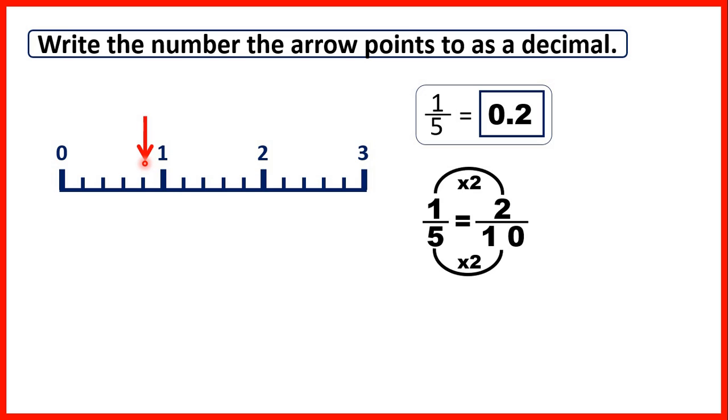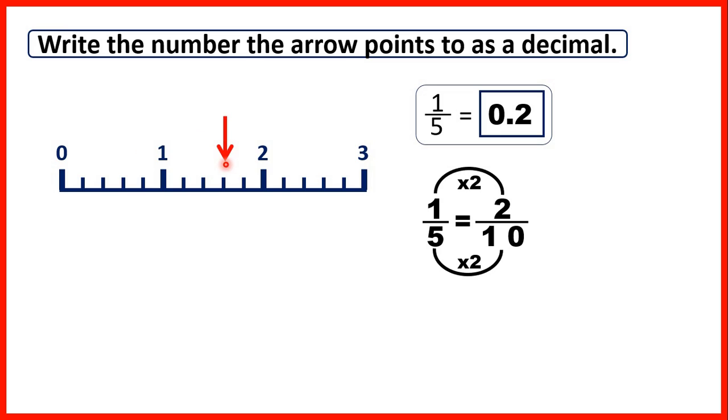So where is the arrow now? Well, that's 4/5 after 0, and if 1/5 is 2/10ths, 4/5 must be 8/10ths because 4 times 2 is 8. So 8/10ths is 0.8. First digit after the decimal point is the tenths digit.